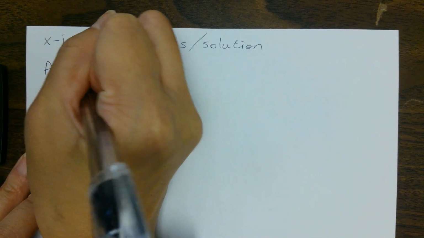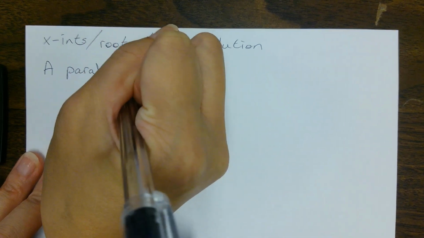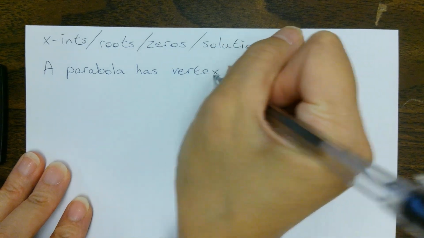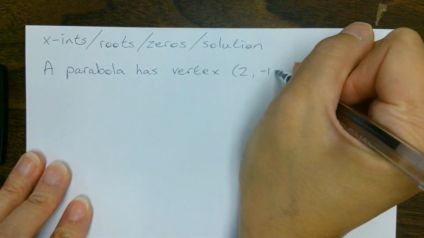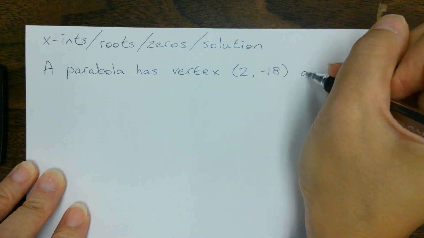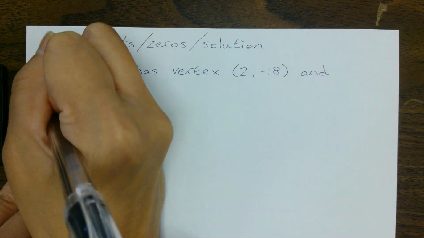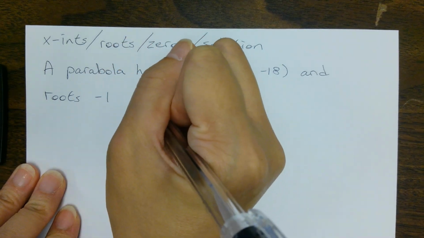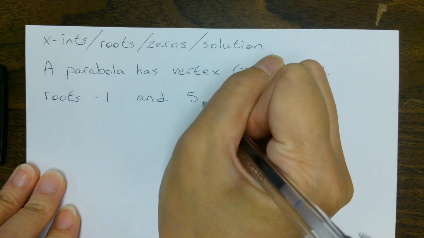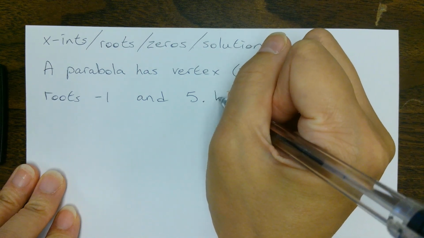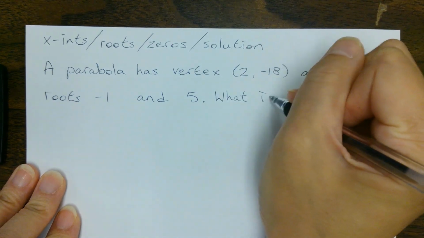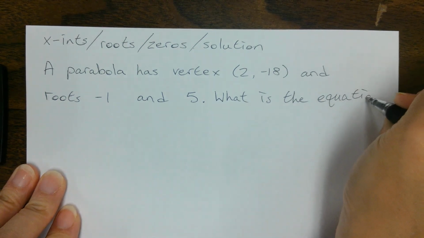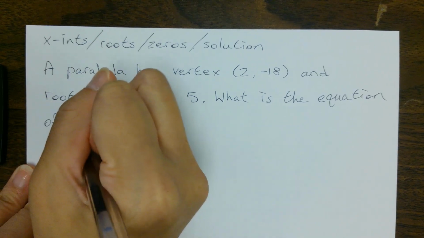So let's say a parabola has vertex (2, -18) and roots -1 and 5. What is the equation of this parabola?